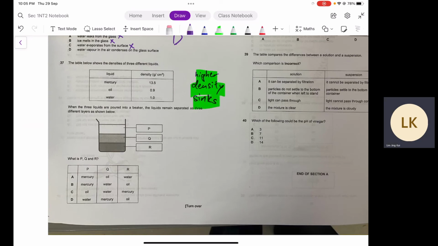Okay, so if you look at the options here, higher density will be the 13.5. It has to be the lowest part, followed by Q, which should be 1.0, followed by 0.9. So matching it to the correct liquids, mercury should be the lowest, water should be in the middle, and oil should be on top. So now P must be oil, Q must be water, R must be mercury. Answer is C.